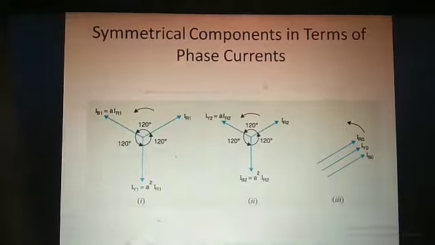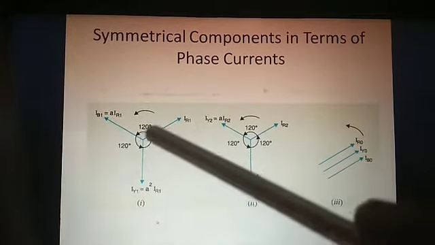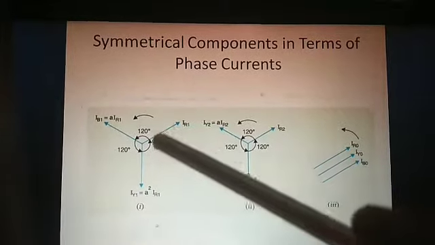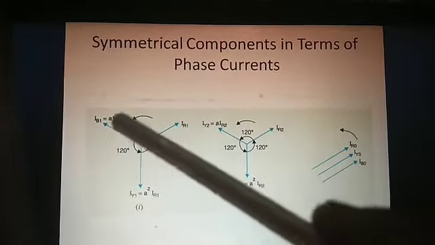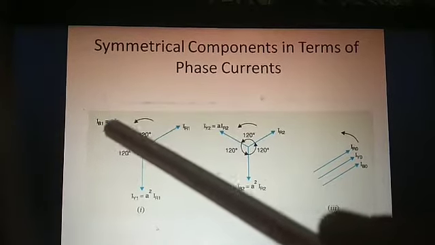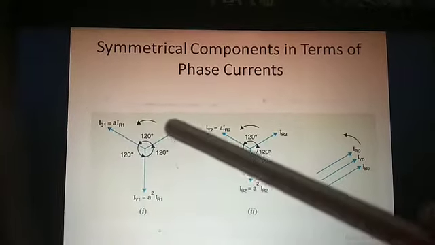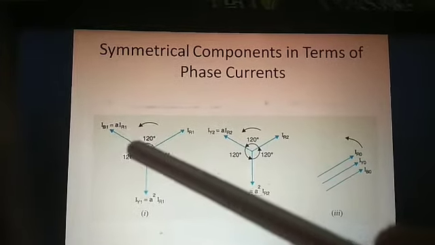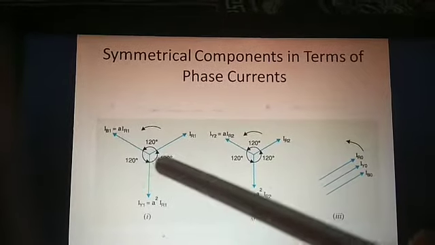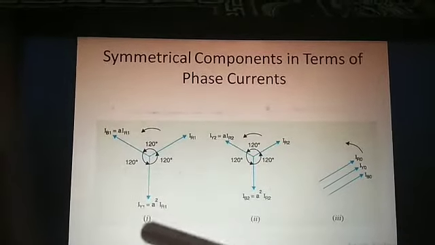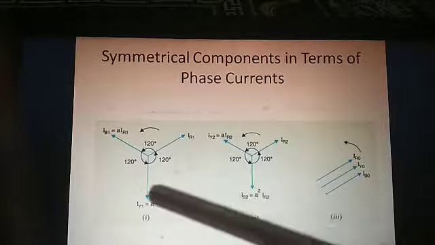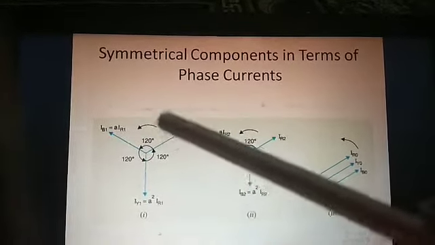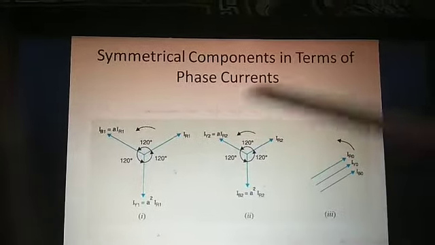Now we already learned what operator A is. If we multiply IR1 by A, then this phasor will rotate 120 degrees, and the next position will be IB1. That is, IB1 equals IR1 into A. And then if we again multiply A with IB1, IY1 will equal A square IR1. In this way we can represent all the phasors with the IR phasor.